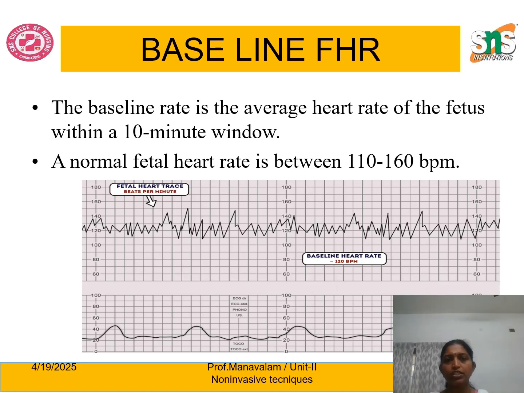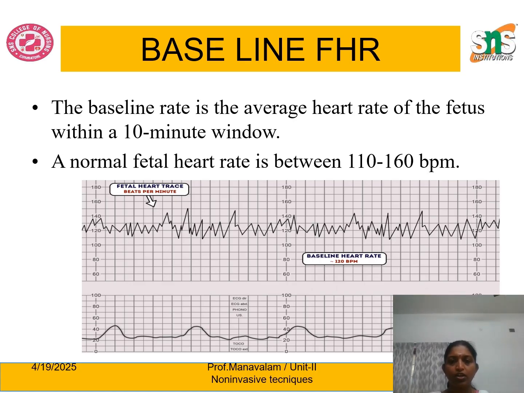What are the things in the second part we are going to see? We are going to see about the baseline fetal heart rate. What is the variability of fetal heart rate? If any changes occur in the baseline fetal heart rate, what will be happening to the fetus? It is classified into fetal bradycardia and fetal tachycardia. So all of these things we are going to see in this part 2. First we will see about the baseline fetal heart rate.